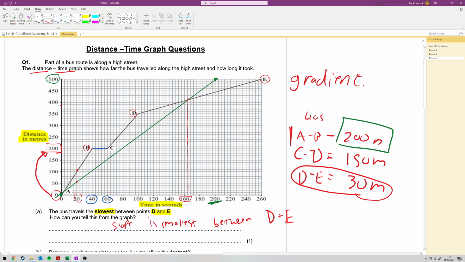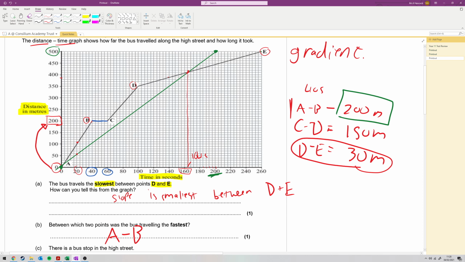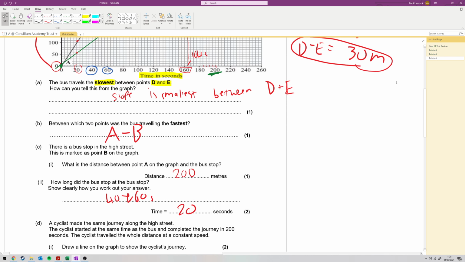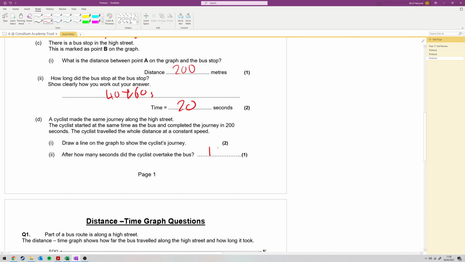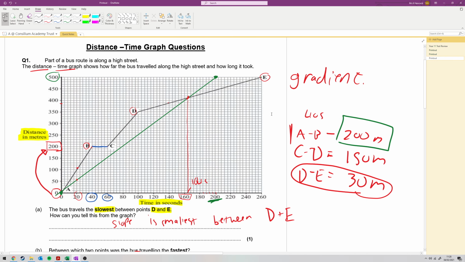Okay. So how many blocks have we got between each thing? 1, 2, 3, 4, 5. So 20 divided by 5 is 4. So each block represents 4. So this is 164 seconds. That is the point when the cyclist overtakes the bus. So you can tell the cyclist overtook the bus because the green line is now above the black line. 164 seconds. And that is this done. It's all about reading graphs, understanding what the graph means.